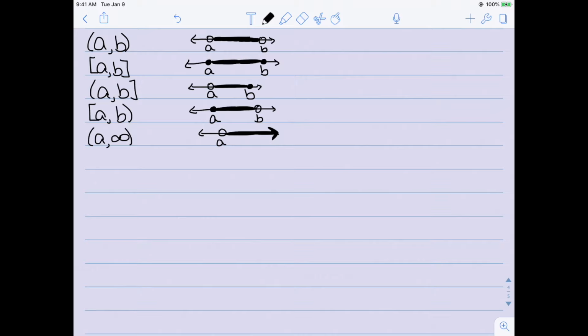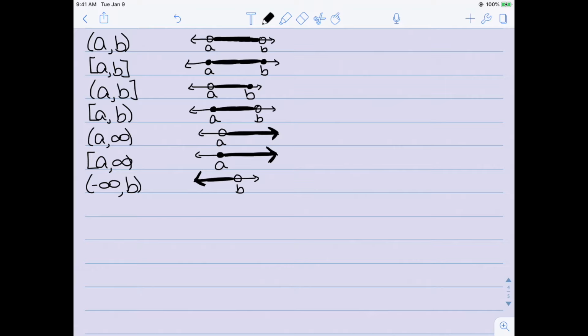I could do parentheses a comma infinity. So these are all of the numbers that are greater than a. So I would shade to the right of a, all the numbers bigger, with an open dot on a. If I wanted to include a, so all the numbers greater than or equal to a, I would then use a square bracket on a and a parenthesis on infinity.